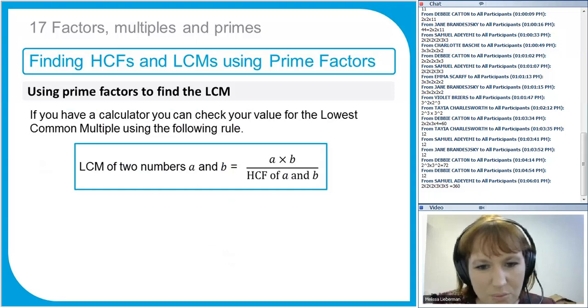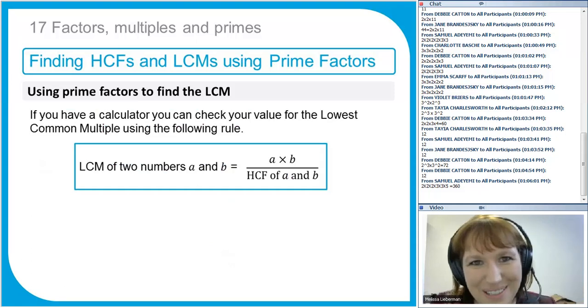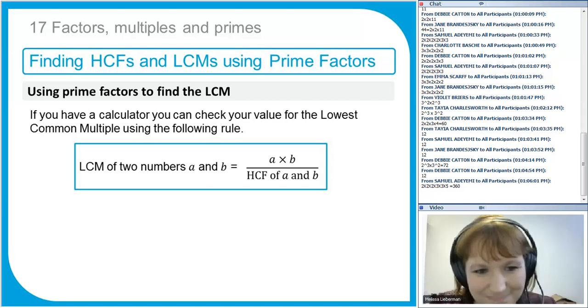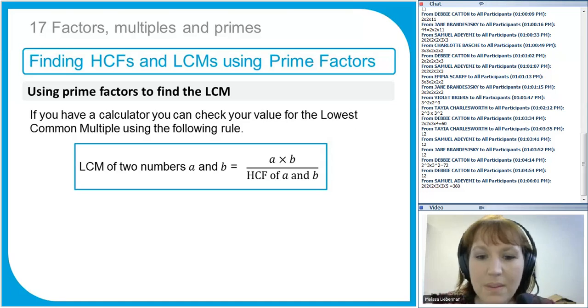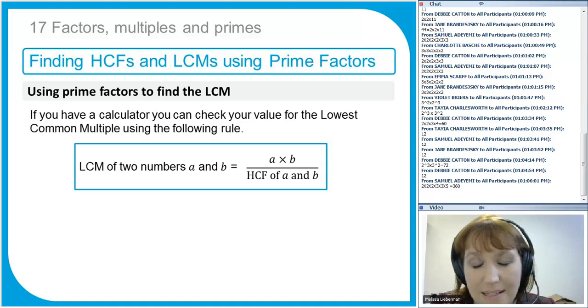You don't really see this formula. I remember learning it when I was at university, and then nobody ever mentioned it when I was training to be a maths teacher, but it's a really handy formula. I always forget the method of finding the lowest common multiple, and I remember it by remembering this relationship: the lowest common multiple of any two numbers, A and B, is the product of A and B, so multiply the two numbers together, and then divide by the highest common factor. And that will give you the lowest common multiple.